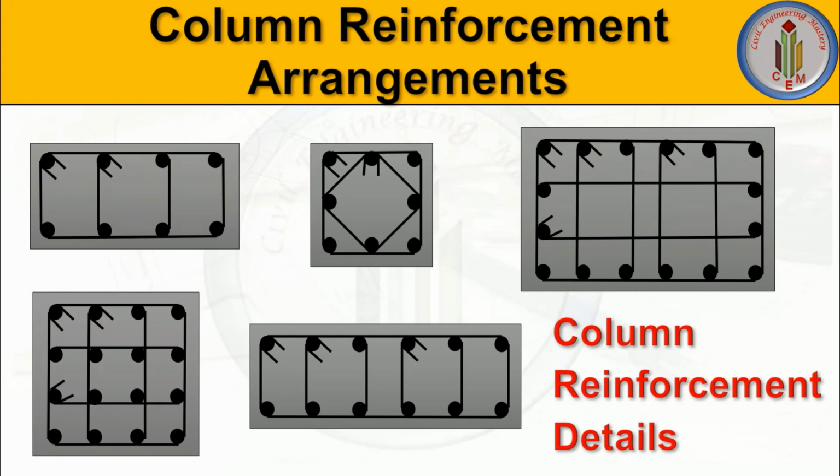So in this video, let's discuss in detail about how we arrange the reinforcement bars according to the size of the column, and what is the spacing we need to provide for ties, and what is the spacing between two main reinforcement. Everything we'll discuss in detail according to the code IS 456-2000. So without further delay, let's begin.